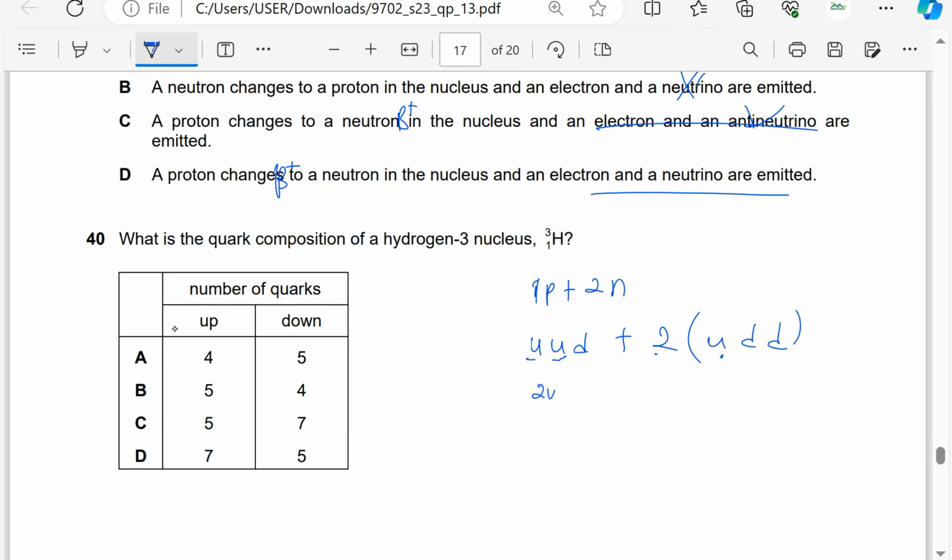So you have 2 up plus 2 up, so you have 4 up. And then you have 1 down plus 2 times 2, that is 4 down, which is 5 down. So you have 5 down and 4 up. 4 up, 5 down. The answer is going to be A.